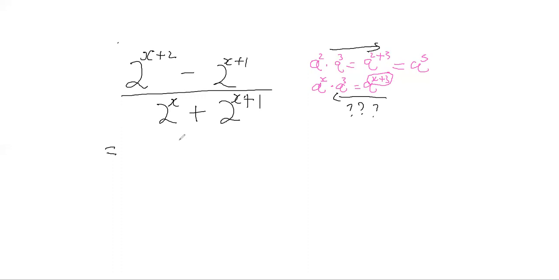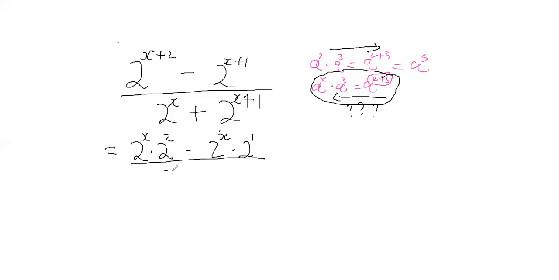So this is what I'm going to do. I'm going to break this 2 down here. I'm going to write it as 2 to the exponent of x and 2 to the exponent of 2. And what I'm doing here is just the reverse of this thing here. So I now have minus 2 again to the exponent of x times 2 to the exponent of 1, all over 2 to the exponent of x is already there. I have a plus, then I have 2 to the exponent of x times 2 to the exponent of 1.